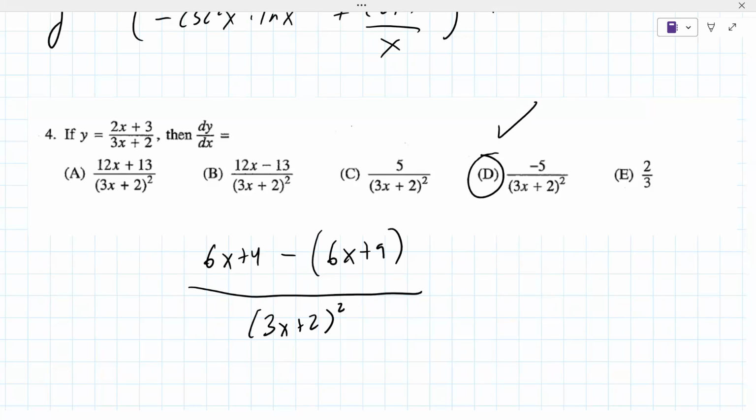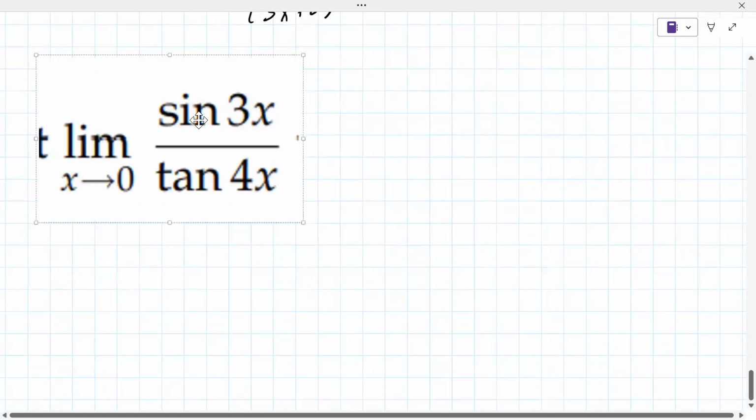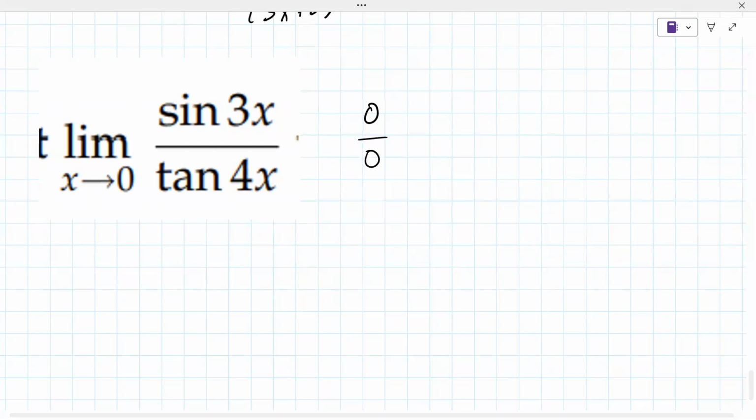L'Hopital's rule going forward. It's good to figure out which indeterminate form it is. I think this one is 0 over 0. So hopefully that helps.